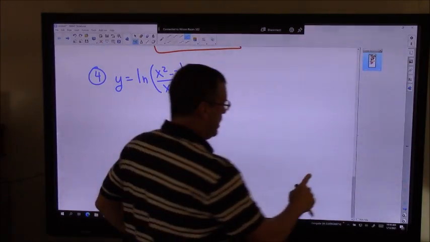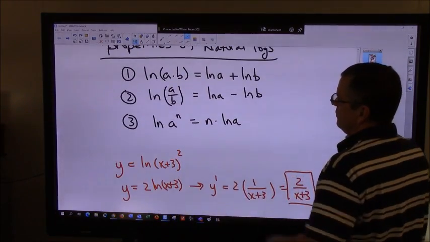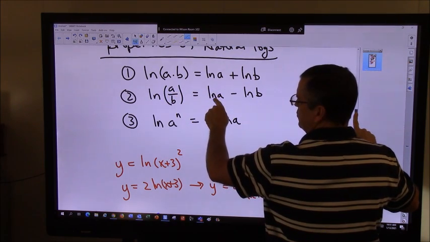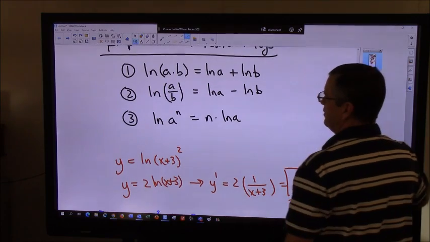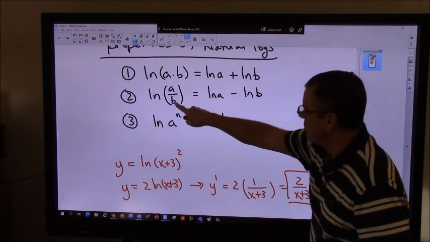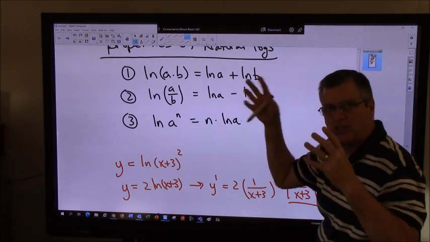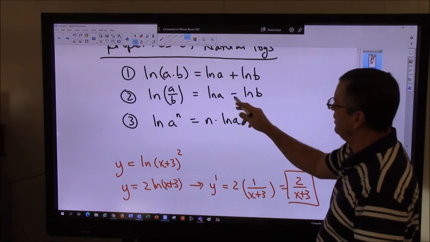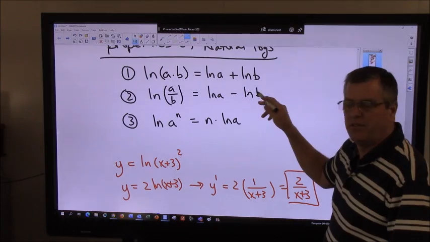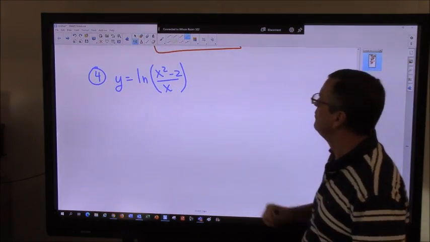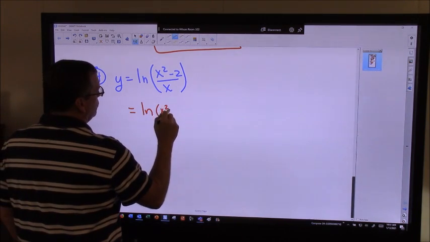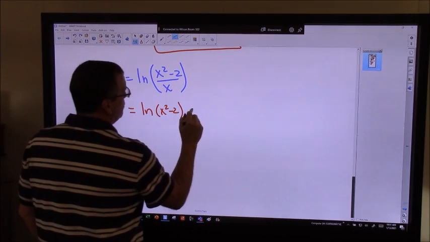Because what I'm going to do is I'm going to go back and look at these properties that say when you have the natural log and you're dividing two things, you could rewrite that as natural log of the numerator minus natural log of the denominator. Remember, if logs are exponents, this is a negative exponent, and negative exponents go in the denominator. Just to kind of help you understand and recall some of the stuff we talked about last year.